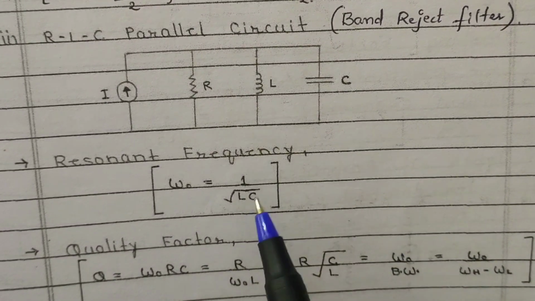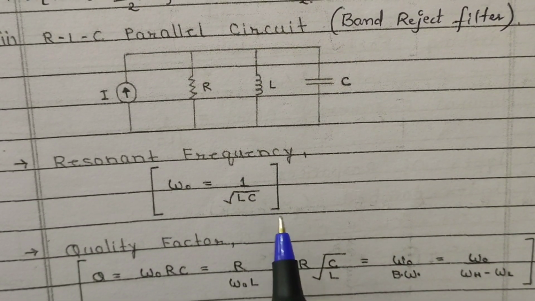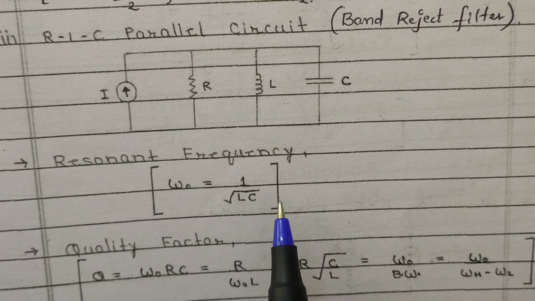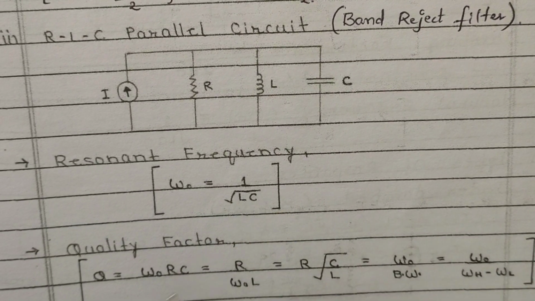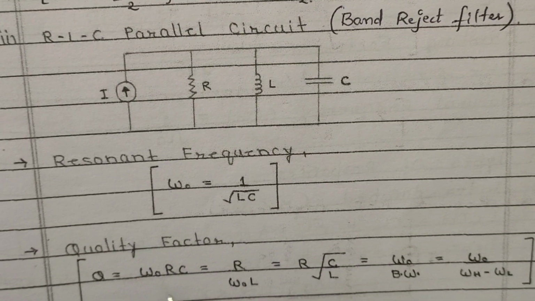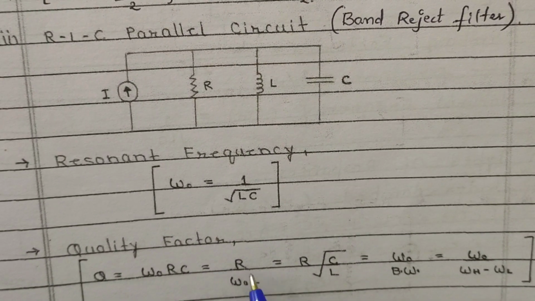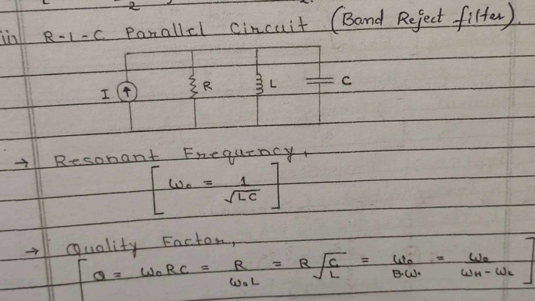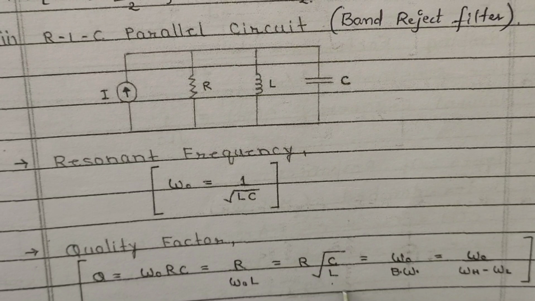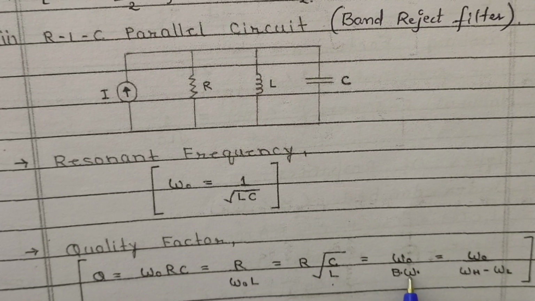Resonant frequency will be the same as a series circuit. Omega naught is 1 by root LC. Q is equal to omega naught into RC or R by omega naught L. If you replace omega naught by 1 by root LC, you will get this formula. Same as series RLC circuit, Q is equal to omega naught by bandwidth.